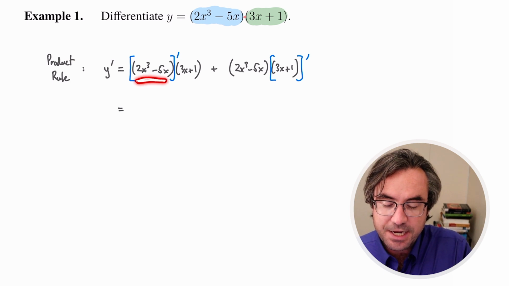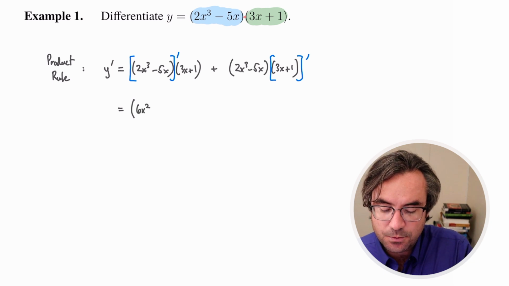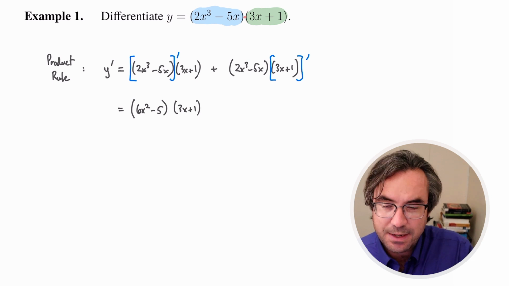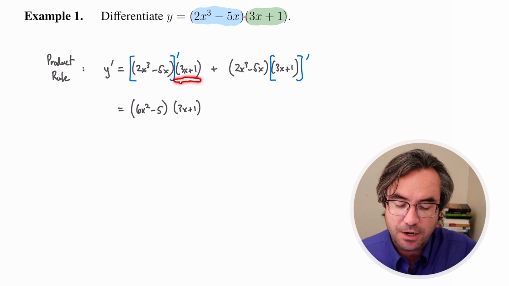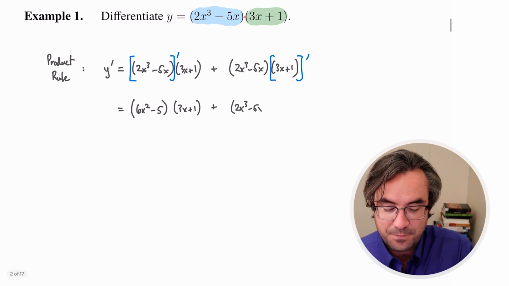So let's differentiate this first term here. When we do that, we get 6x squared minus 5. And then the term outside the brackets here we're done with, so that just stays the same. This term is outside the brackets, so we don't have to do anything there.